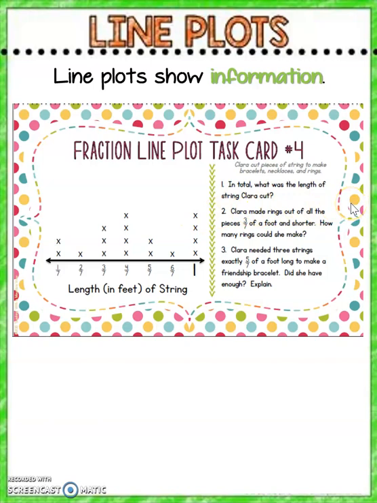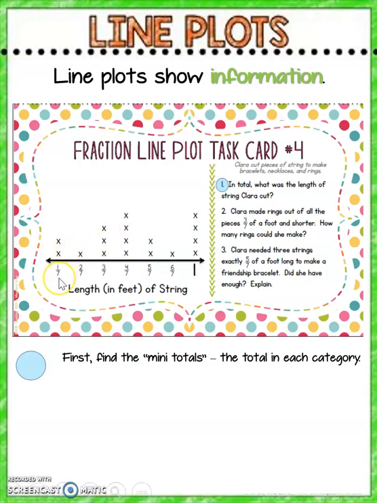So one kind of question you might see is when you're asked to find the total, or in total, what was the length of string that Clara cut? So in order to do that, I need to look at how all of these little tiny cuts add together to give me the total amount of string she had. So my advice in a question like this is to first find the mini totals. In other words, find the total of each category.